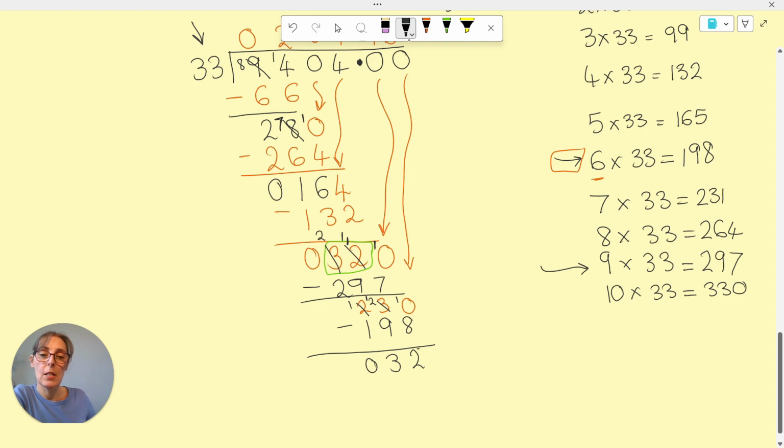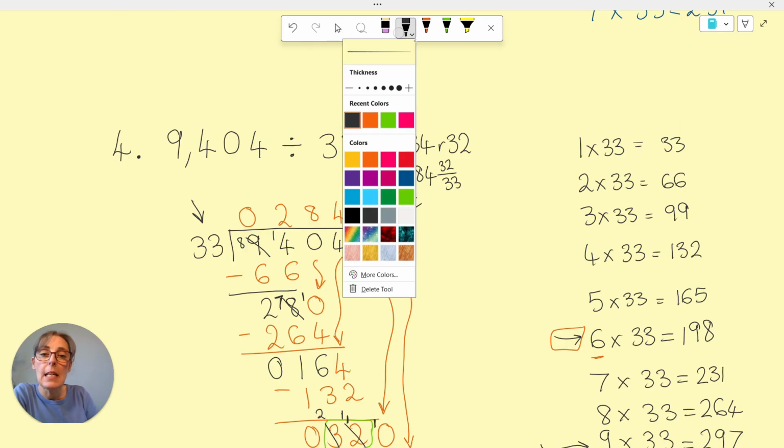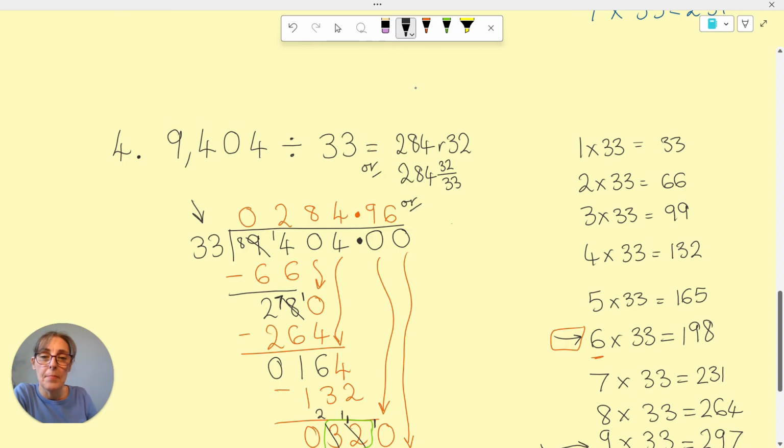So we've got 32 left over, but I'm just going to do it a bit more carefully. We've already used up 2 anyway, so we don't really need to do a remainder on top of this, because we've already worked it out as 284.96 approximately. So those are our 3 answers for that.